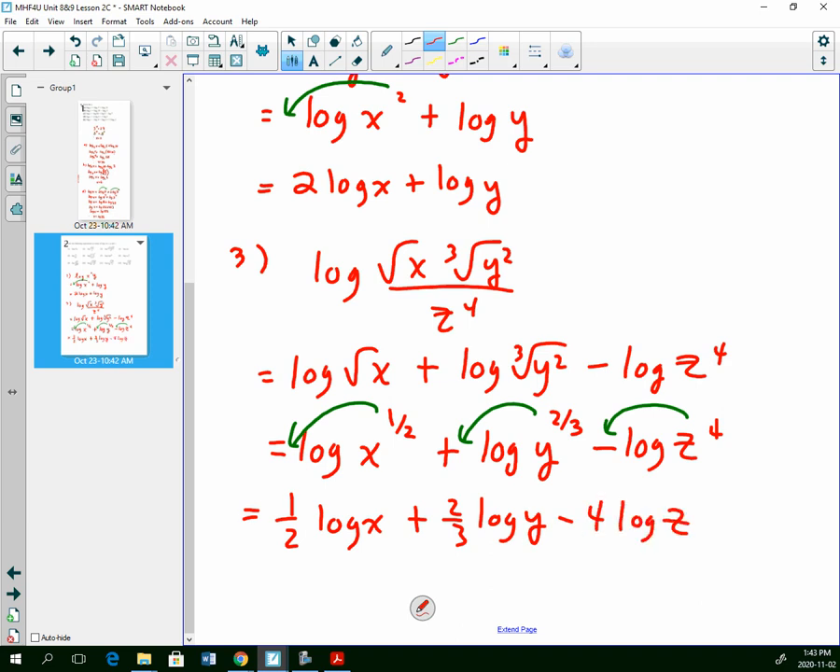Okay, so separate the multiplication and division to addition, subtraction, and then change any roots to exponents, and then bring those exponents down.